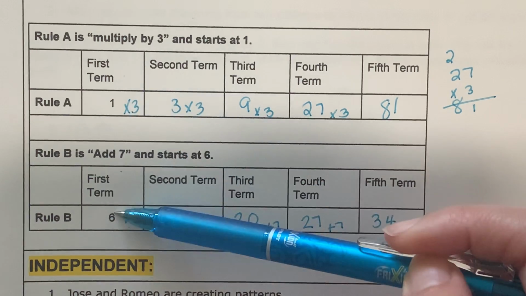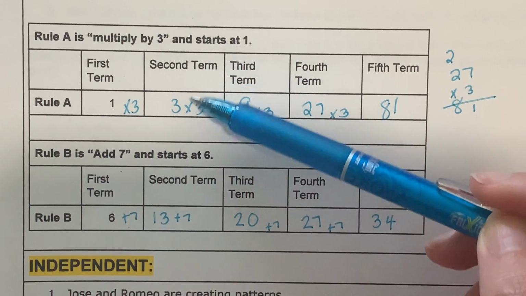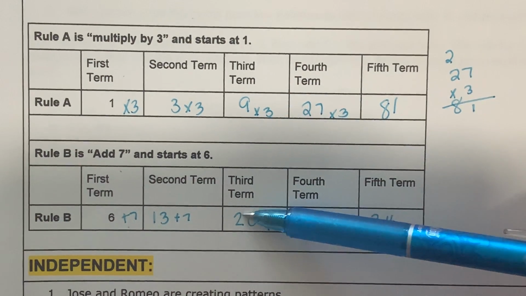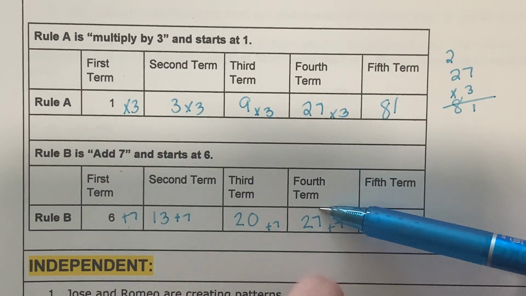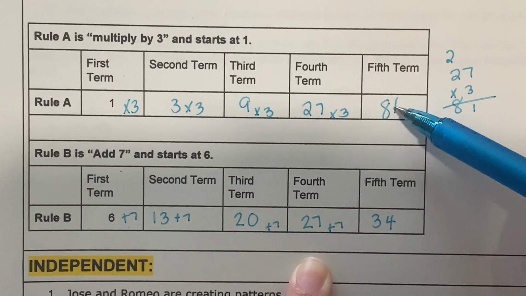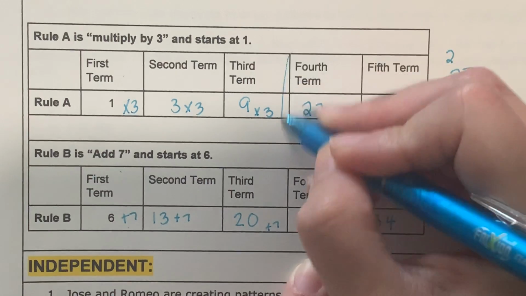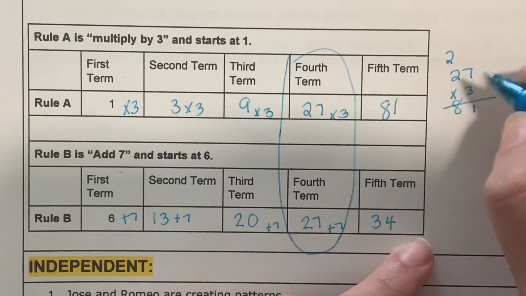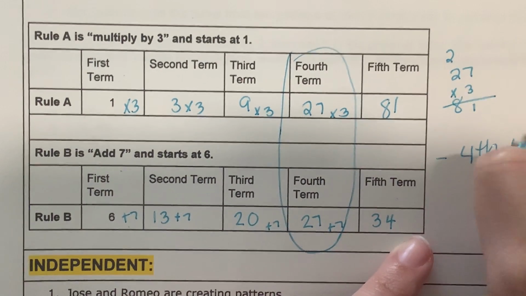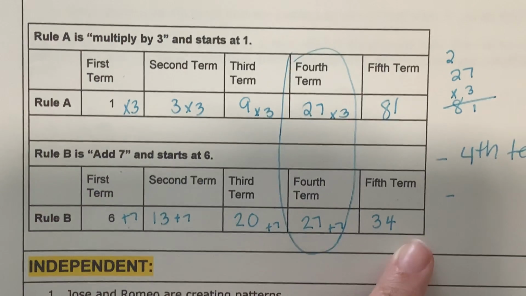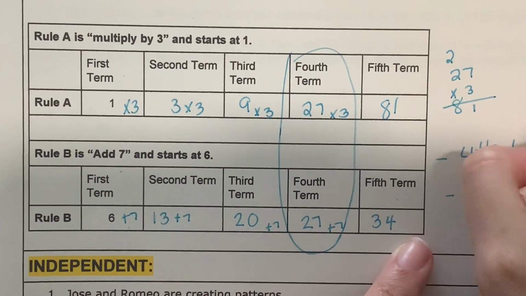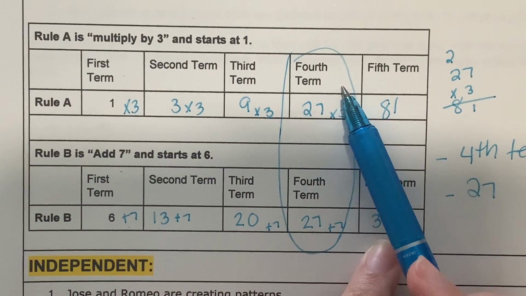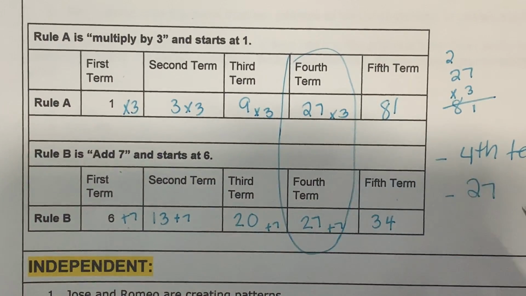Well, term 1, I have 1 and 6. That doesn't work. In the second term, I have 3 and 13. Nope. In the third term, I have 9 and 20. Nope. In the fourth term, I have 27 and 27. And in the fifth term, I have 81 and 34. So, just like we did in 15.1, the answer would be the fourth term. And if they're asking you for what is the number that is the same, it would be 27. So it depends on what they're asking you. Either the fourth term is the answer or 27, or sometimes they'll ask you for both.